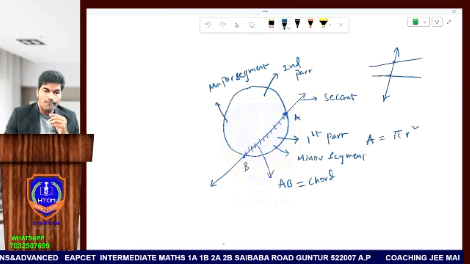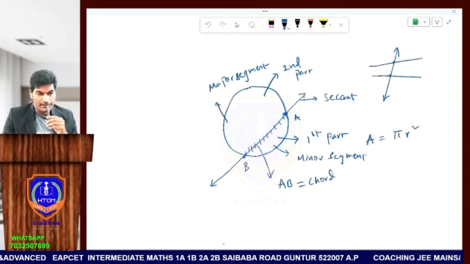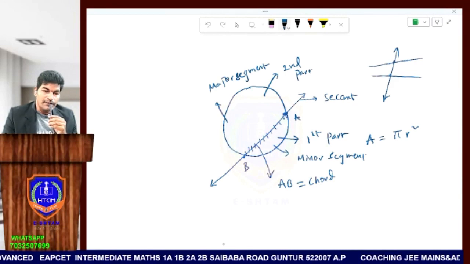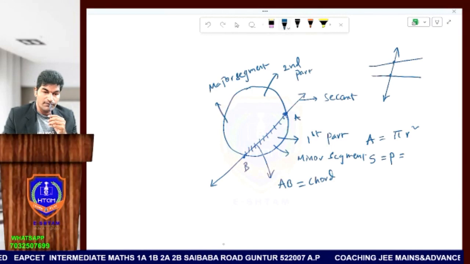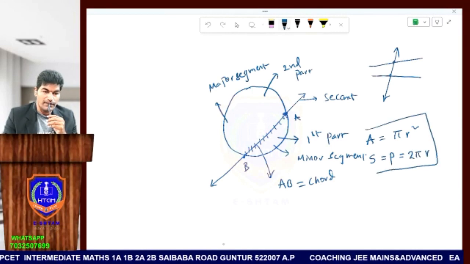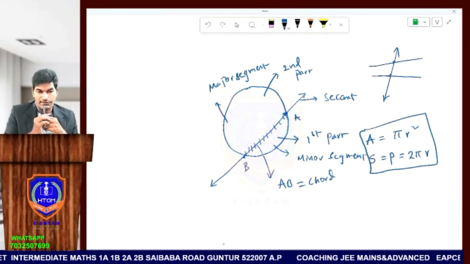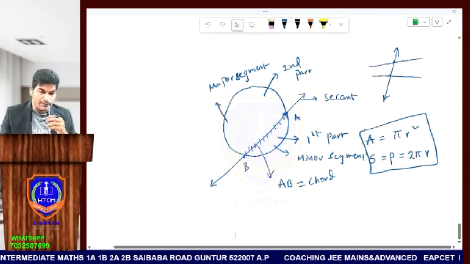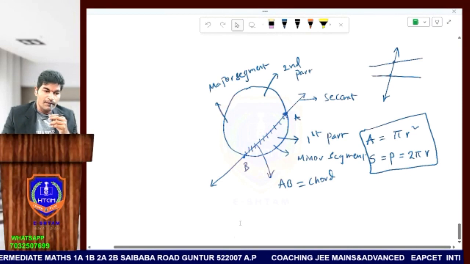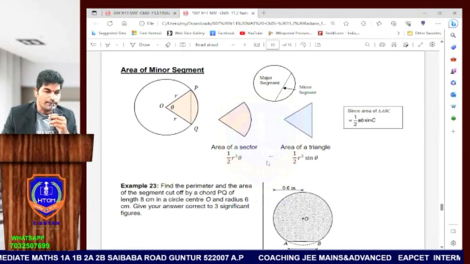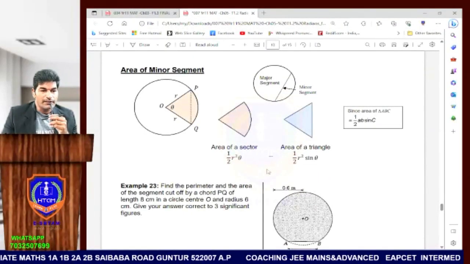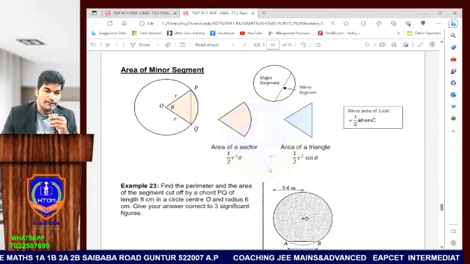Next, the entire area of a circle is pi r square. And the circumference, often denoted with S or sometimes P, will be 2 pi r. Remember these two formulas. Now we are going to use these results. Area of a circle is pi r square, and perimeter of a circle is 2 pi r. And remember the previous results also: area of a sector is r square theta by 2 and L equals r theta.